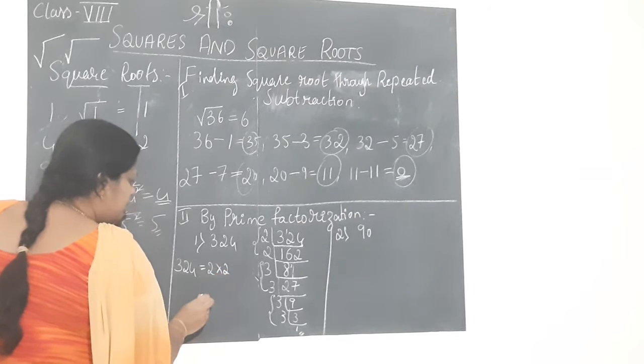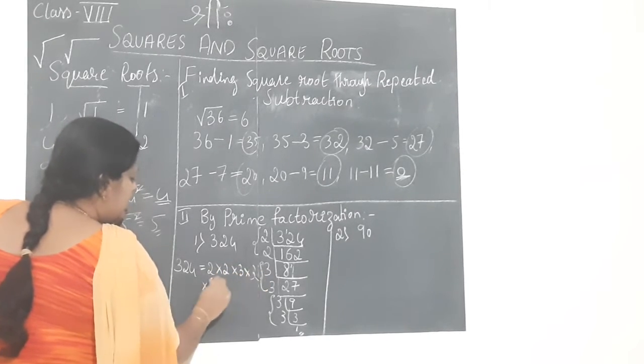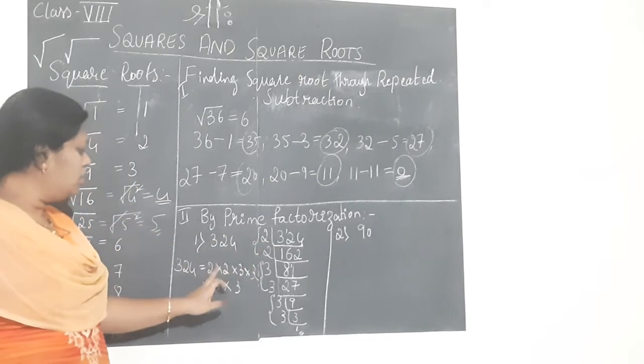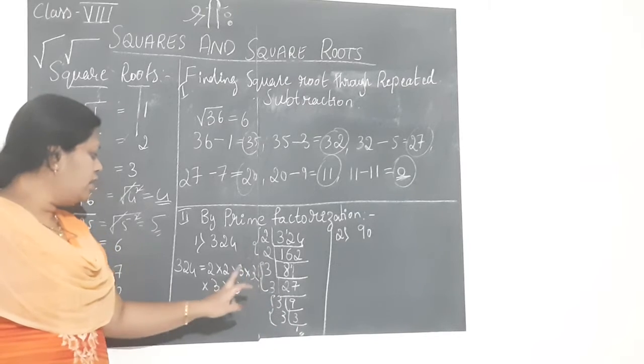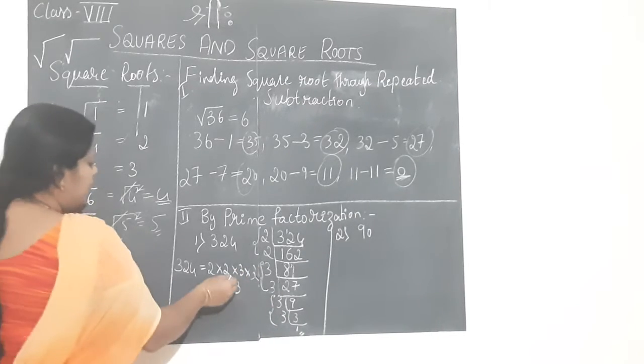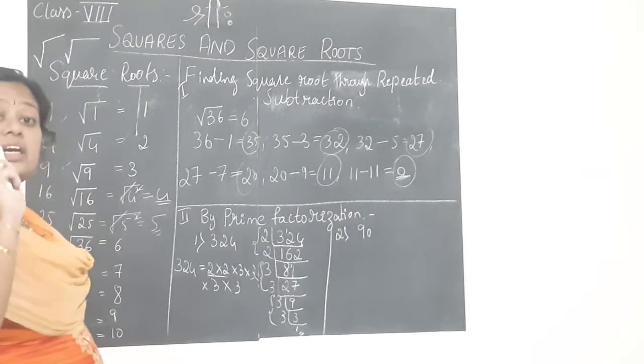2 into 2 into 3 into 3 into 3 into 3. I have got 2 twice and 3 4 times. 1, 2, 3, 4, I wrote. Here, as you did grouping, here also you underline them. Two numbers underline. And same 2 numbers.